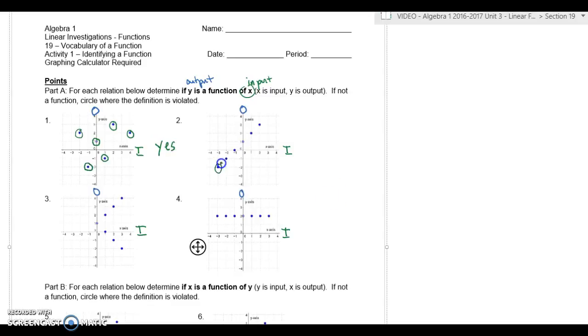Same thing with number 2: -3, -2, -1, 0. I'm not seeing any duplicate points for a particular x input. So yes, that is a function. In number 3, if I have an input of 0, I'm good to go. Here's where I run into problems. If my input is 1, I have 2 different y coordinates. That can't happen because now my function is no longer predictable. So that's no. And again, at 2, the same thing happens. And at 3, the same thing happens. That's not a function. But number 4 is. When we look at -3, -2, -1, 0, 1, 2, and 3, all of those work out. So yes, that would be a function.